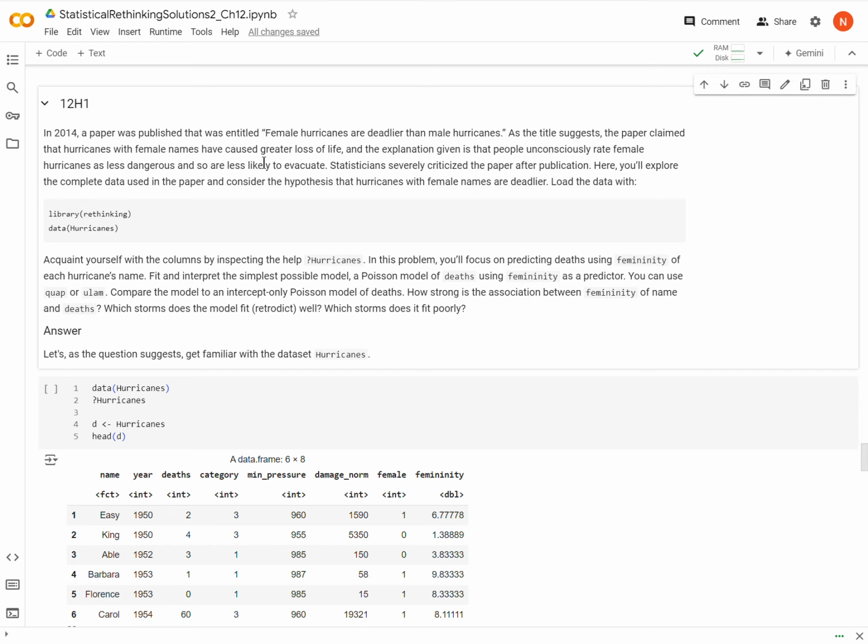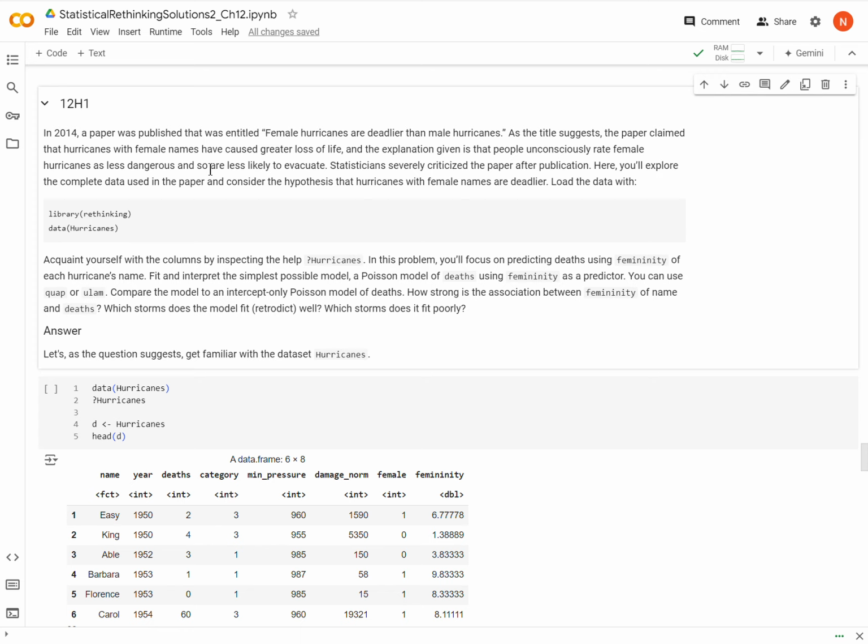At least in the U.S., I'm not sure about everywhere else, hurricanes are usually given a first name. And I guess the names alternate between traditionally male and traditionally female names. I think that's how it goes. But anyway, this paper reported to find that hurricanes with female names were deadlier. And so we're going to examine that claim here, okay?